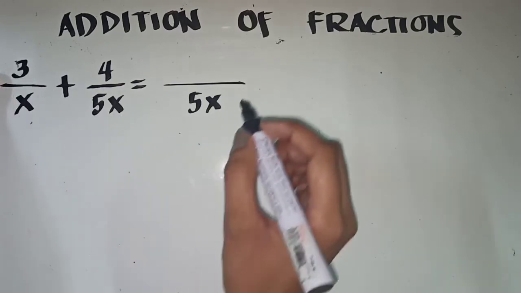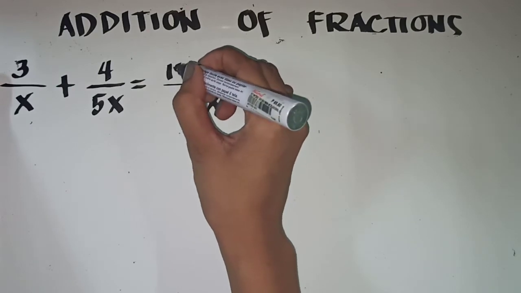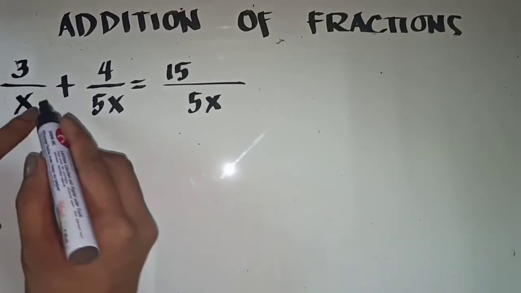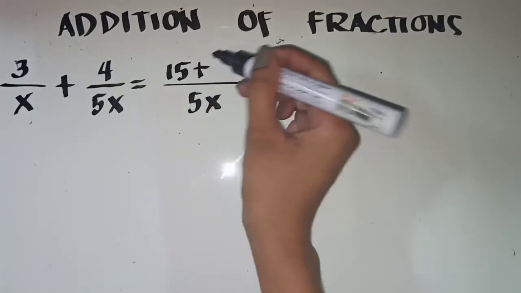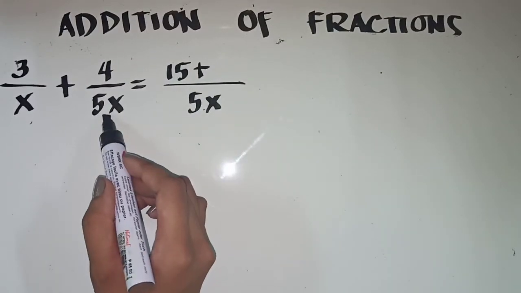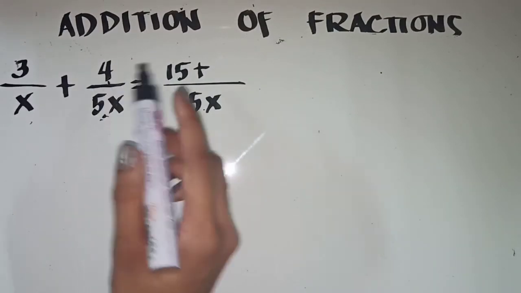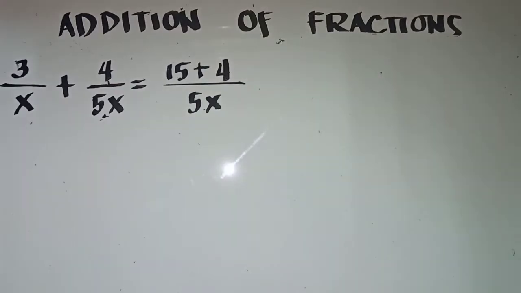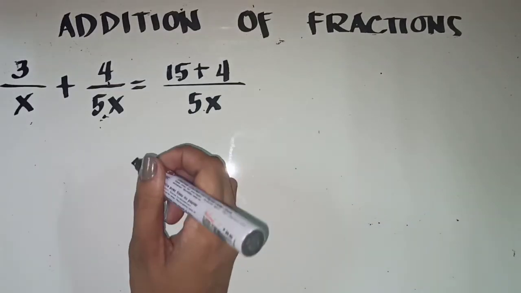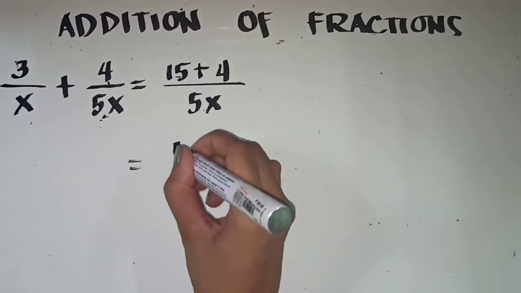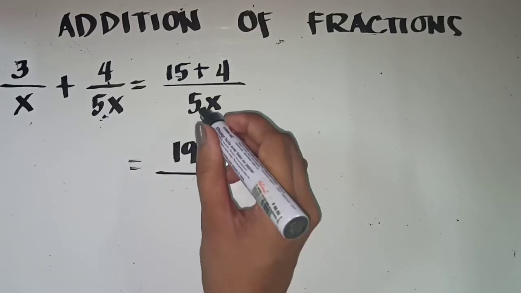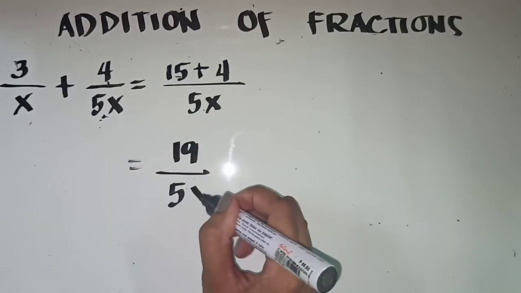So, 5 multiplied by 3 is 15. Then, copy the operation addition. 5x divided by 5x is 1. Multiplied by 4 is 4. Okay, so 15 plus 4 is equal to 19 over, copy the denominator which is 5x.